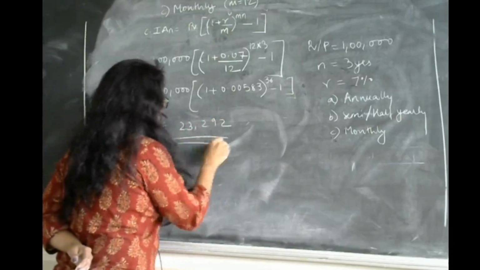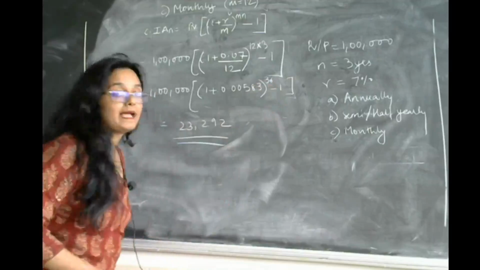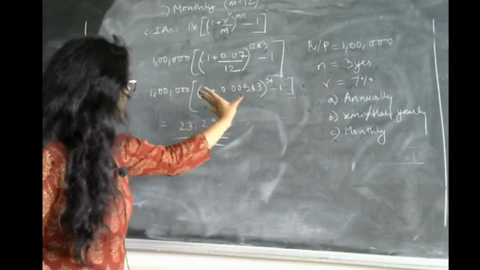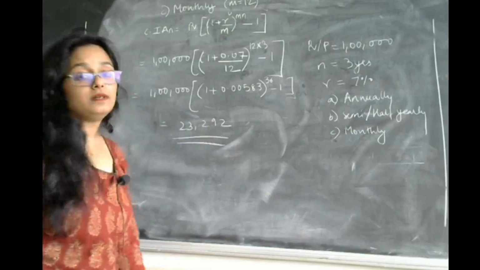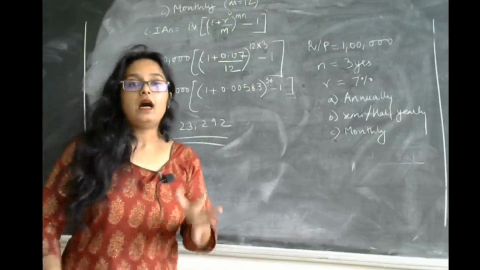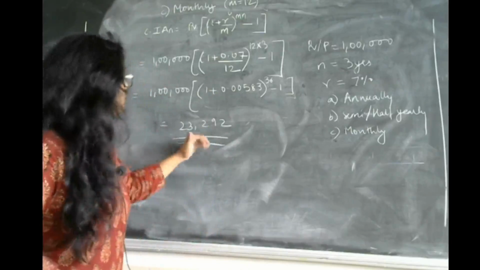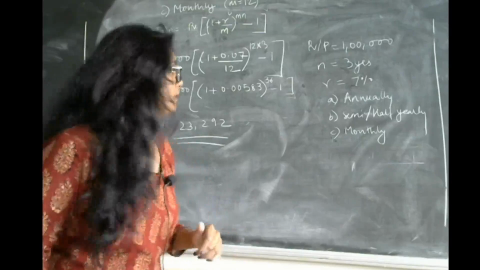The final answer will be around 23,292. Just solve this equation. You have to multiply 36 times this value, and after that multiply it with this. 23,292 is the final amount that you will get. I hope now at least it is clear why we do this.